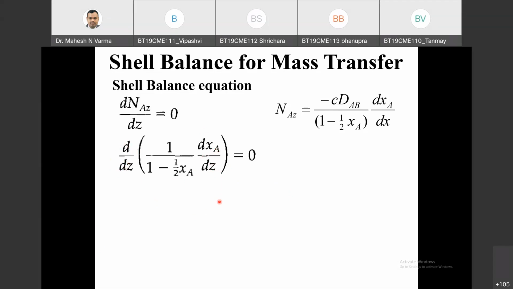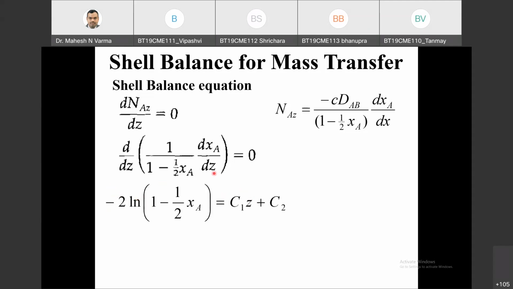What is at z equals 0? At z equal to 0, we have XA naught, the local bulk concentration. At z equal to delta, XA is 0. We don't have XA because it gets converted instantaneously to B. Instantaneous, fast reaction. So this is what is expected.